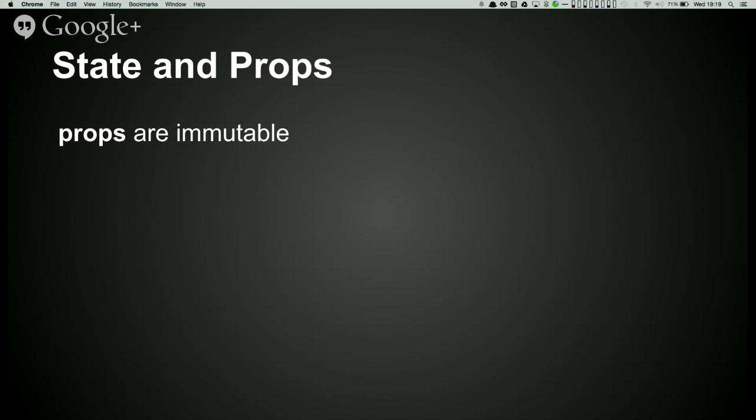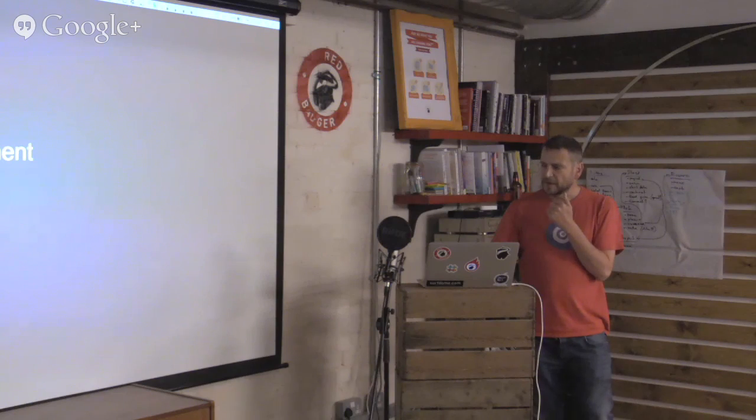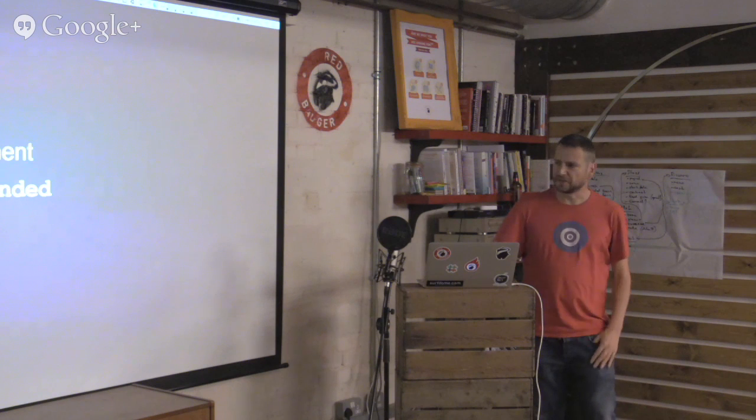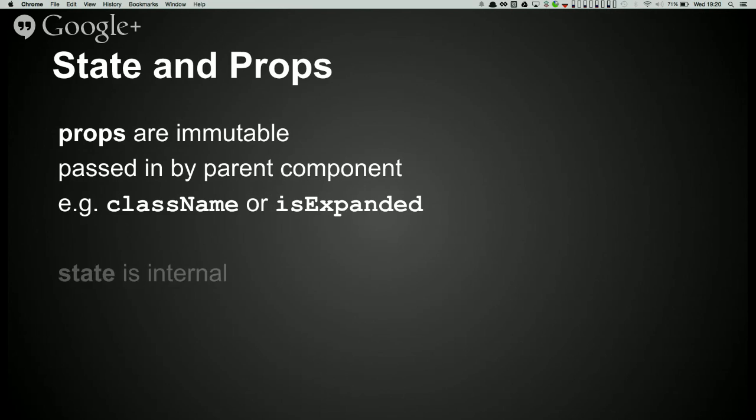So state and props. Props, if you think about the virtual DOM as just an ordinary web page, actually real DOM elements, the attributes in real DOM elements are very similar to props in virtual DOM, same sort of thing. They're passed into the component and they're immutable. You can pass new props in, but that changes the subcomponent. They're passed in by the parent component. And for instance, last name is built in, it's expanded as a custom property.